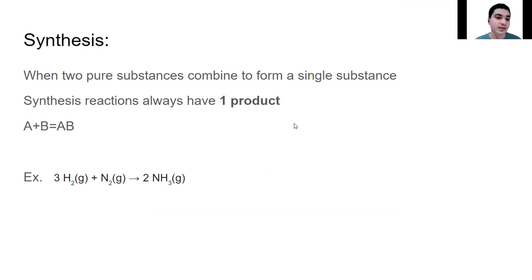Okay, so first of all, synthesis reaction. Two pure substances combine to form a single substance, not two or more pure substances. But the most important thing about the synthesis reaction is there's always one product. So here's the general structure: A plus B equals AB, or it could even be A plus B plus C equals ABC, and so on. But there's always one product. Here's an example: 3 hydrogen, hydrogen is diatomic, plus 2 nitrogen form 2 ammonia, because both are diatomic gases.